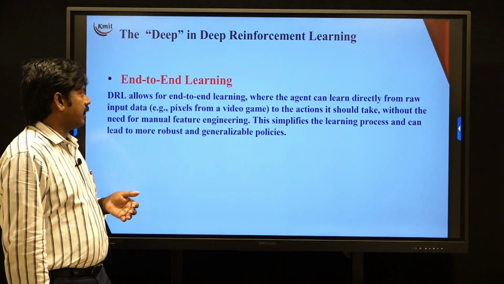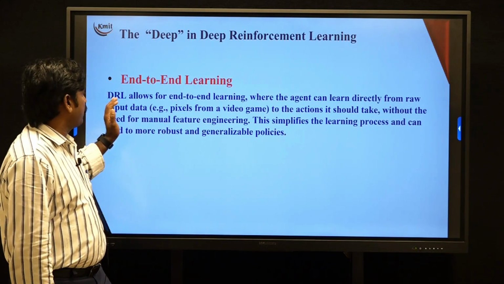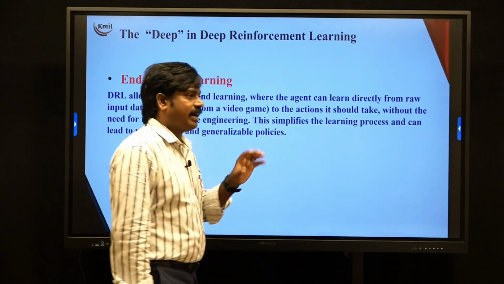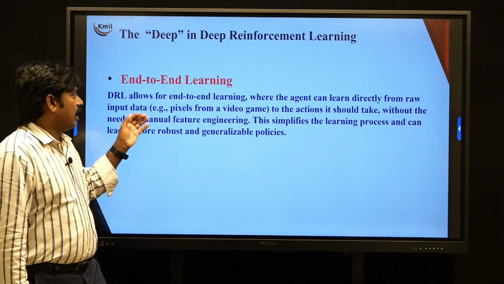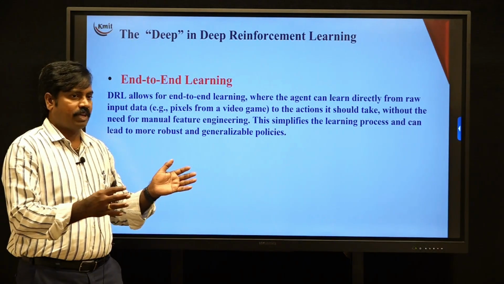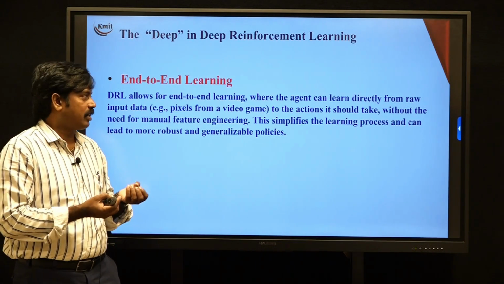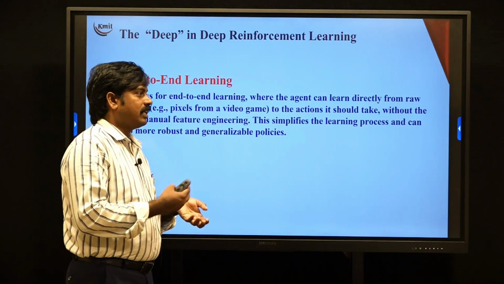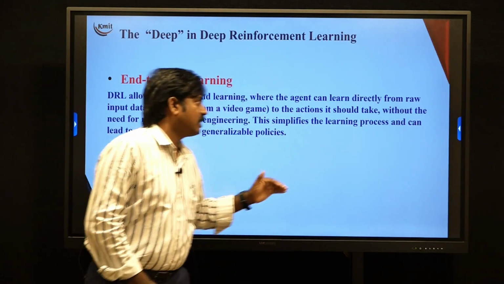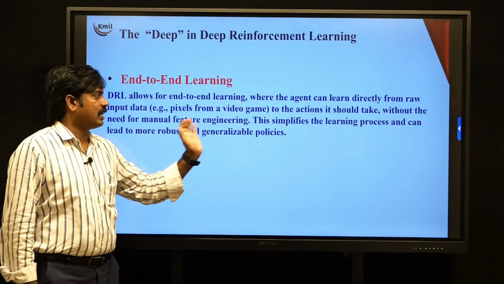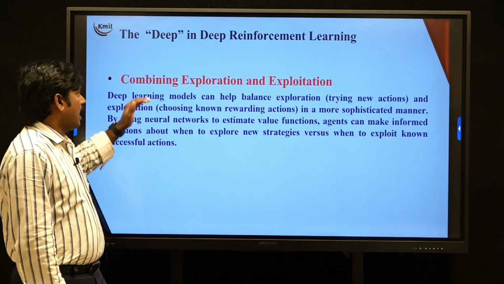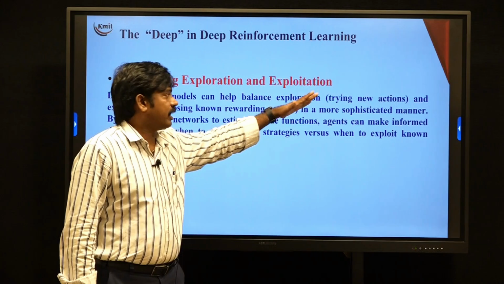Next, end-to-end learning. Deep reinforcement learning allows end-to-end learning, where the agent can learn directly from the raw data. For example, in a video game, the pixels of the surroundings, where object detection is performed with deep learning to take decisions. It simplifies the learning process and can lead to more robust and generalized policies. So for end-to-end learning also we are using deep learning techniques.